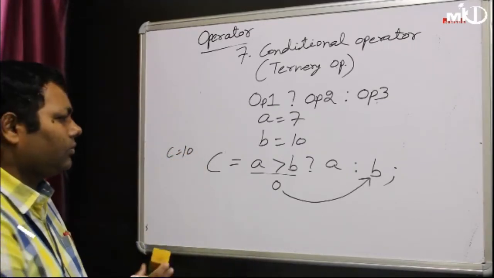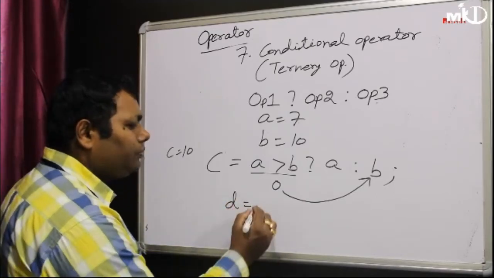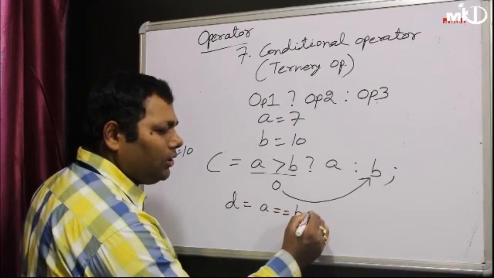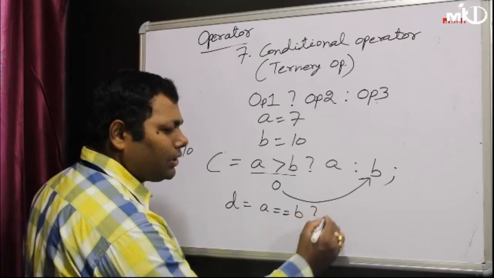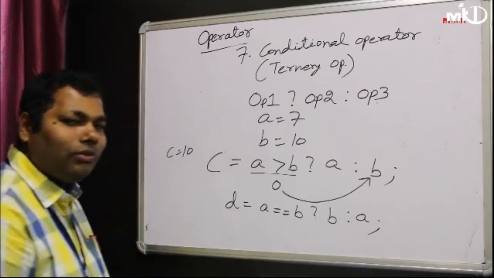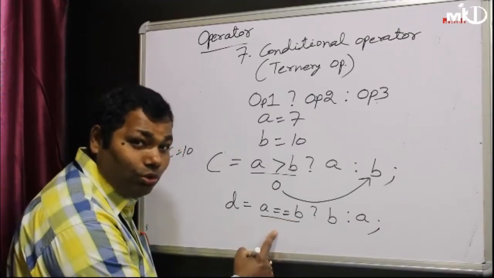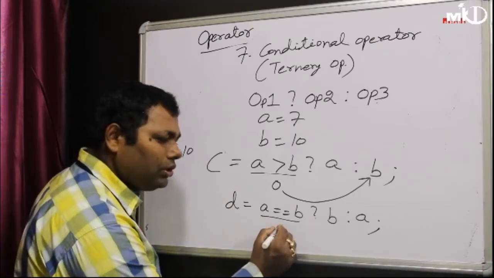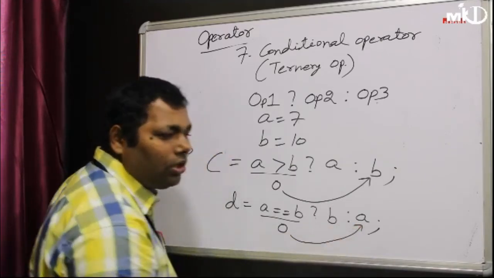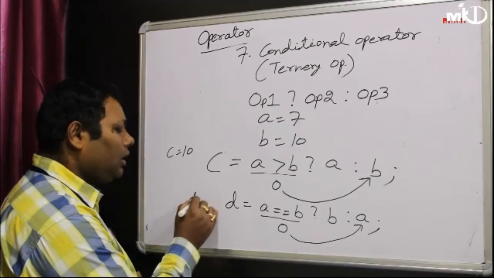Clear? Let us take another example. d = a == b ? b : a. Now check the value of d. a == b. What is the relation? Is it true? No. The relation is false. So it returns 0. Now if it is 0, then the control will move to operand 3. And what is the value of d? The value of d is a, that is 7.